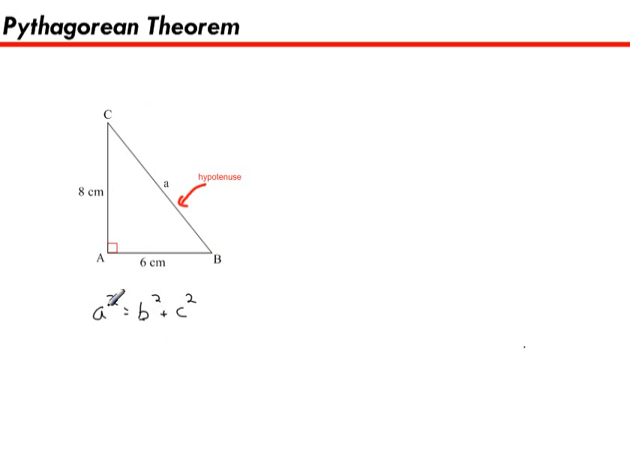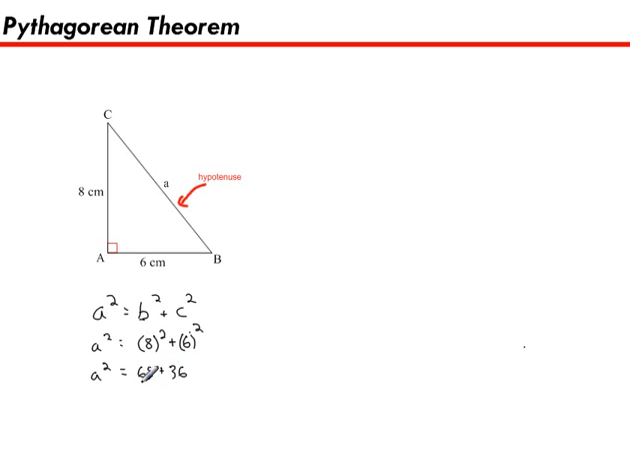To solve for a, I'll need the values of the other two sides, which are given in the question. They're 8 and 6. So let's start filling in some values. A squared is equal to 8 squared plus 6 squared. In my next line, I'll take the square of both of these. So I'll say a squared is equal to 8 squared, which is 64, plus, what's 6 squared? 36.